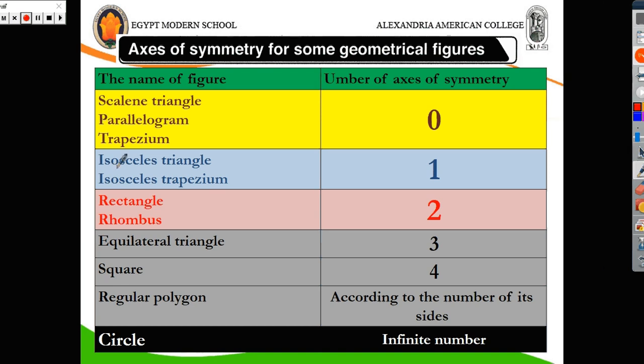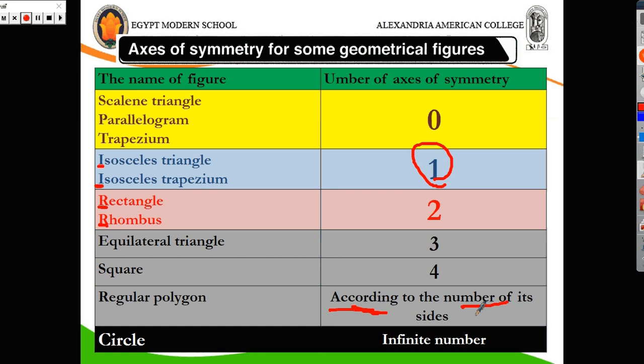Now, isosceles triangle and isosceles trapezium, 1. Okay, I is like 1. Isosceles triangle, isosceles trapezium, 1. Rectangle and rhombus, 2. Equilateral triangle, square, regular polygon. Any regular polygon here according to the number of sides. Equilateral triangle is a regular polygon.